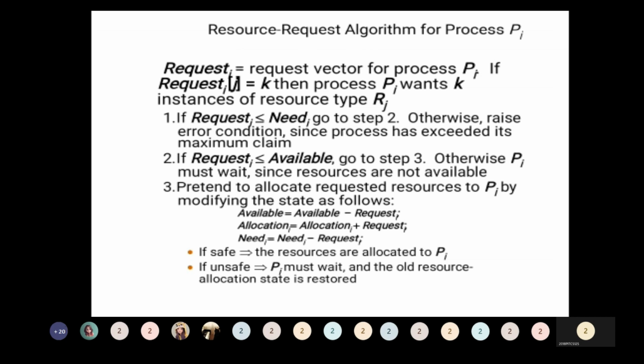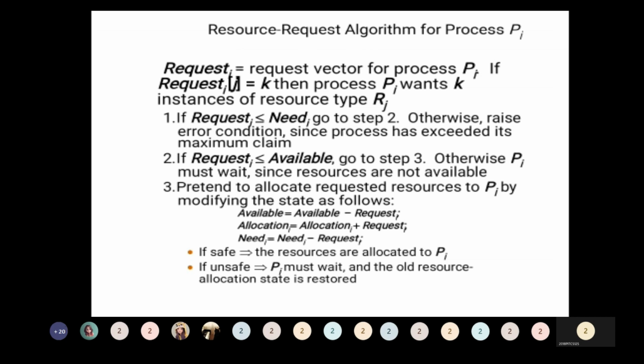Step 3, pretend to allocate requested resources to Pi by modifying the state as follows. Available equal to available minus Request i. Allocation equal to allocation plus Request i. Need equal to need minus Request i. If safe, the resources are allocated to Pi. If unsafe, Pi must wait and the old resource allocation state is restored.